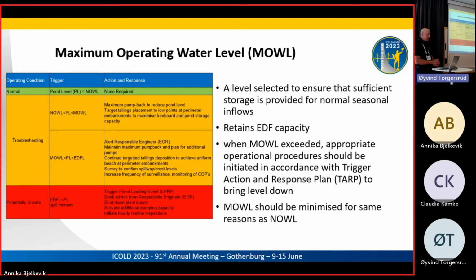The maximum operating water level needs to be established so that you maintain your environmental storage above that level, and there needs to be some sort of a trigger action response plan or some control to make sure that you don't exceed the maximum operating water level. So normally we'd have some sort of a TARP to give us some guidance on what we should be doing as the water level rises towards that maximum level.